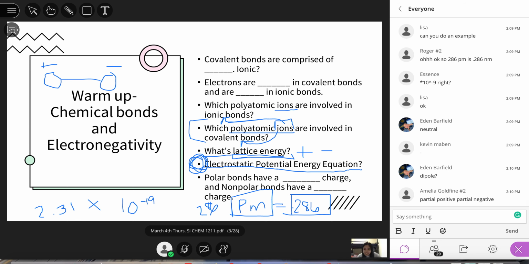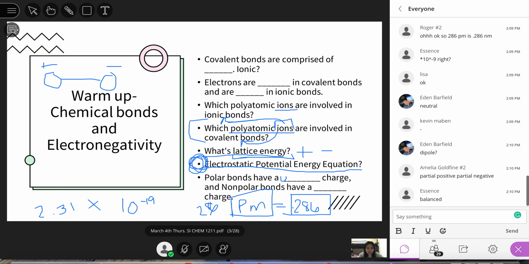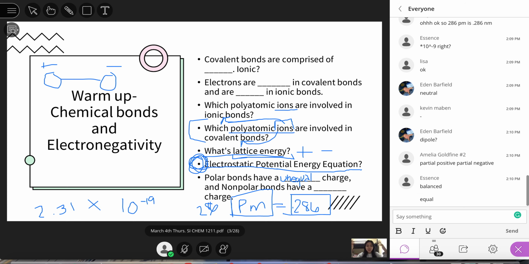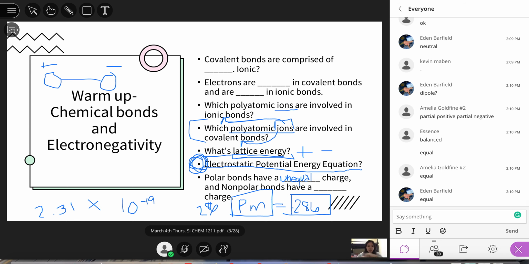You guys are correct. There's just one specific word I'm looking for. It's unequal. They have an unequal charge. It's not balanced. Polar bonds are unequal, so what are non-polar bonds? What's their charge? Exactly. If polar bonds are unequal charge, non-polar bonds have an equal charge, or equal distribution almost. You get what I'm trying to say?